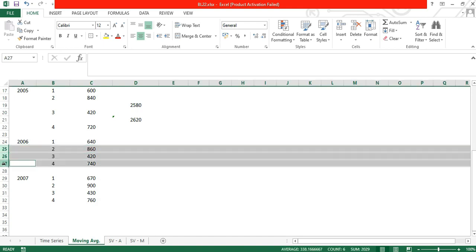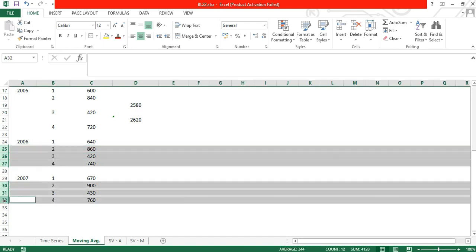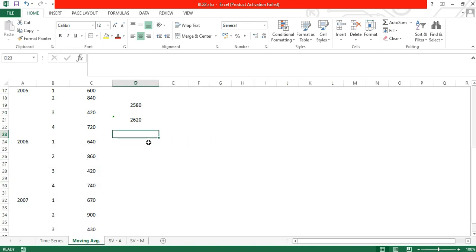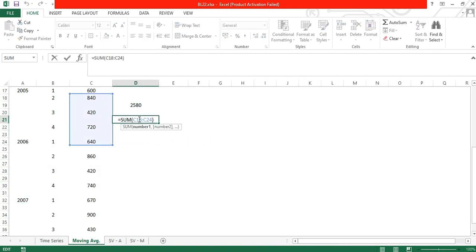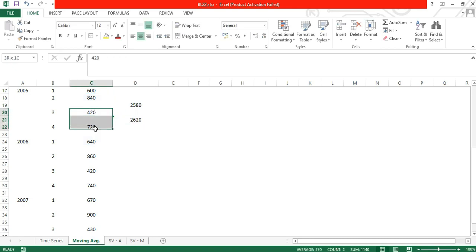So let me add lines to each section so that we don't have to keep adding as we go. So I've taken the total from quarter 2 and then from quarter 3 to quarter 2 of 2006. It is 2640, which I will enter here. Then 722 420 is 2640 again. I will enter it right next to the middle value.